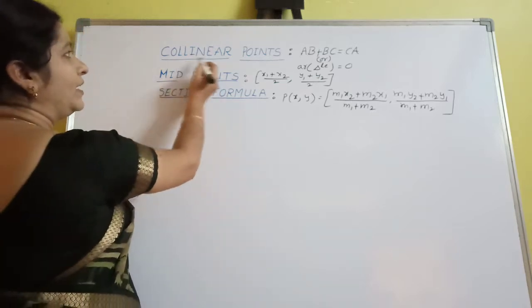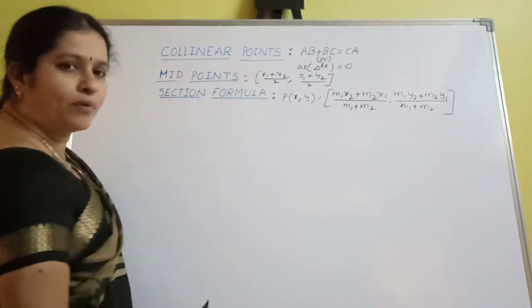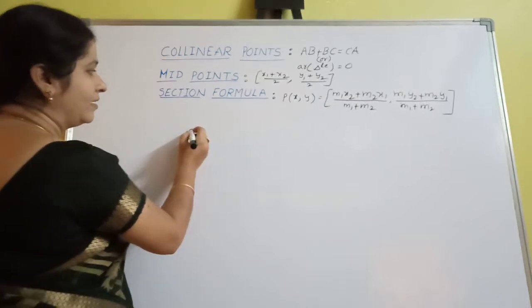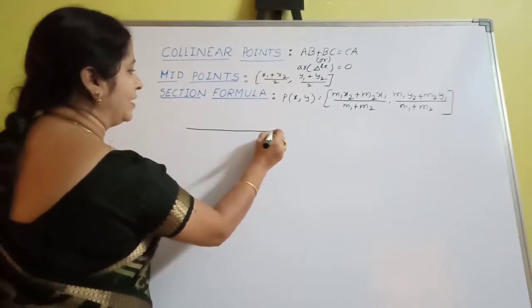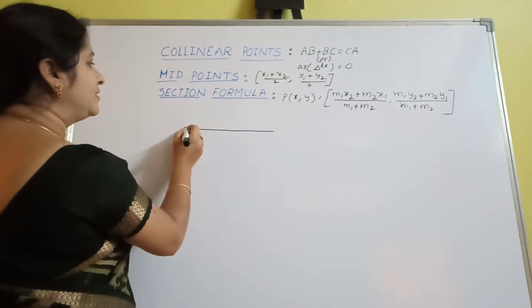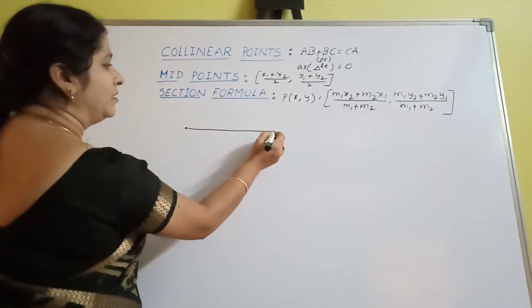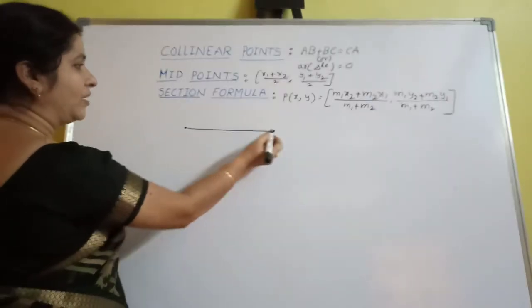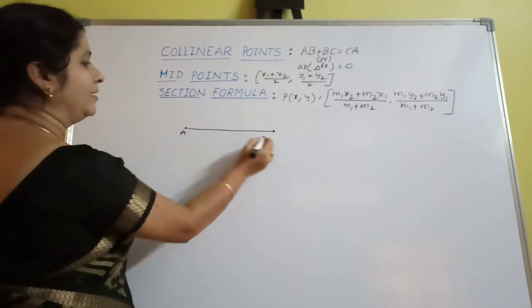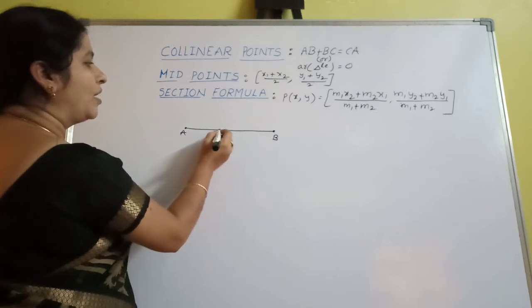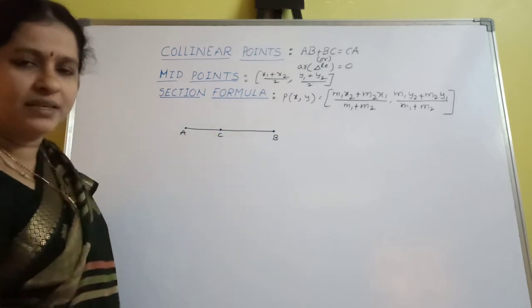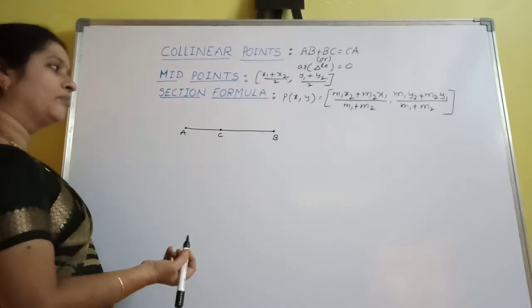So what are collinear points? Collinear points means the points which lie on a same line. The points which lie on a same line, those are called collinear points. Suppose here we are taking a line segment AB, another point C on it. So here A, B, C are called collinear points.